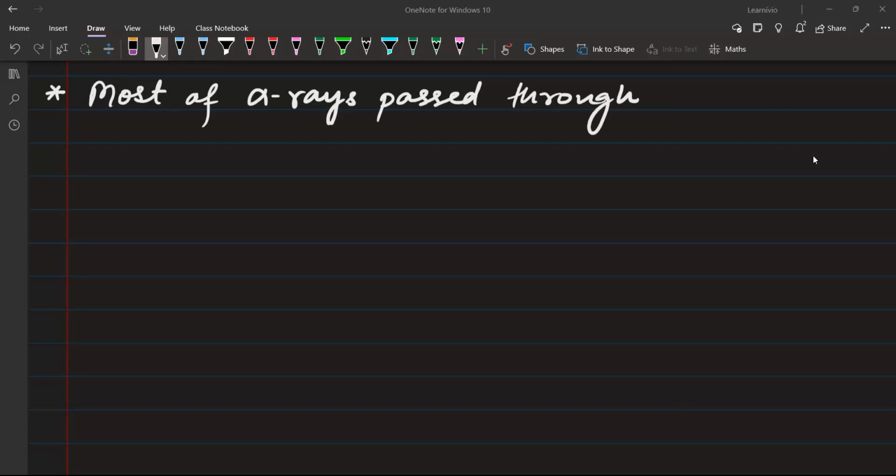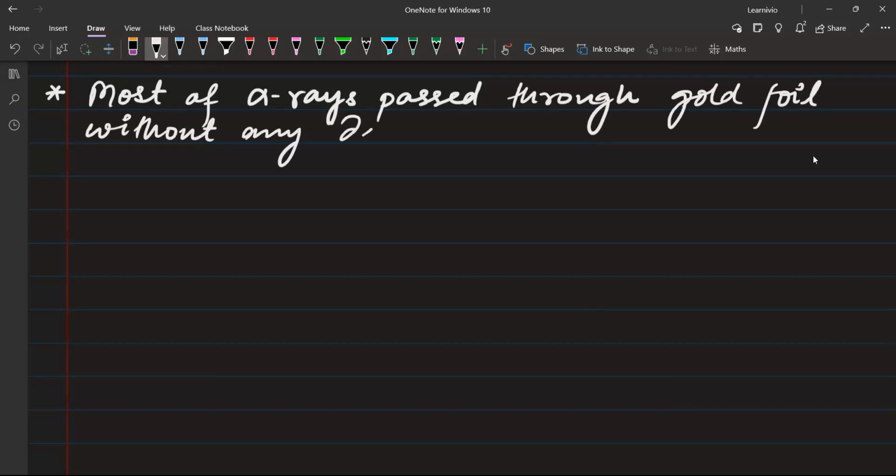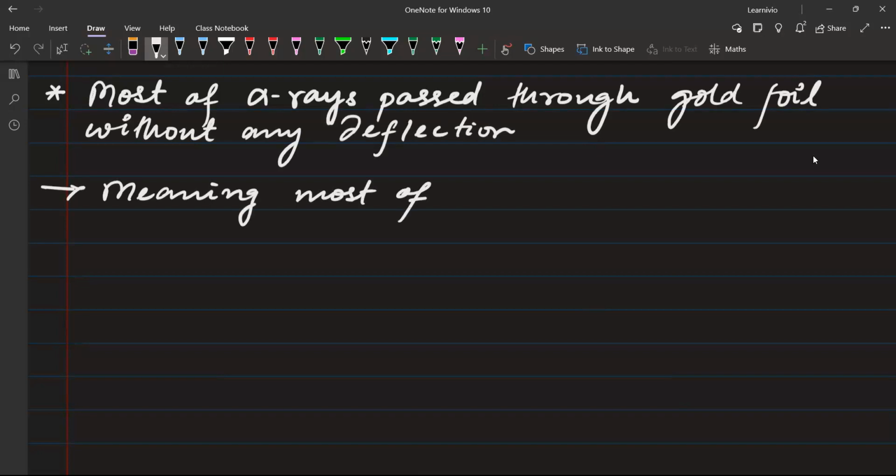हाँ, I was saying most of alpha rays pass through gold foil without any deflection. What does it mean? Meaning most of the atom is vacant space. Okay, so this was happening in the A position. The B position, what was happening?